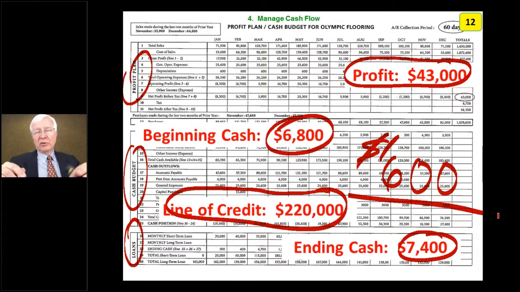Of course, there's a lot more to it than that too, but we really try to help the business owners understand this great mystery. How can you create $43,000 in profits, and borrow and repay $220,000 on your line of credit? How does that happen?